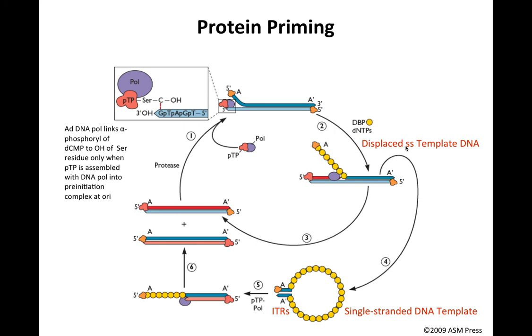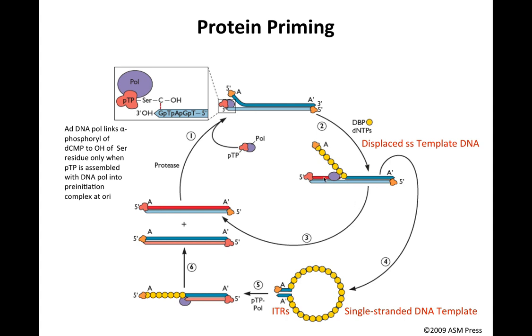That's called the displaced single-strand template DNA. And as that single strand is displaced, it binds to another viral protein called the DNA binding protein, or DBP. That's the yellow sphere shown here. And these bind along the length of the displaced strand, and they keep it single-stranded. They keep it from hybridizing to form a double-stranded DNA.